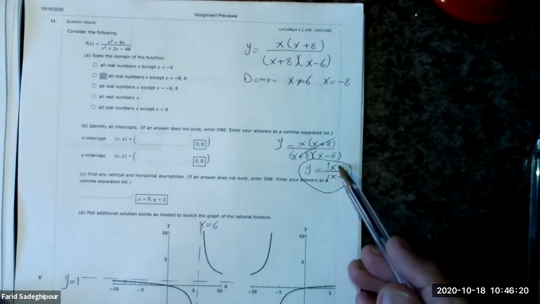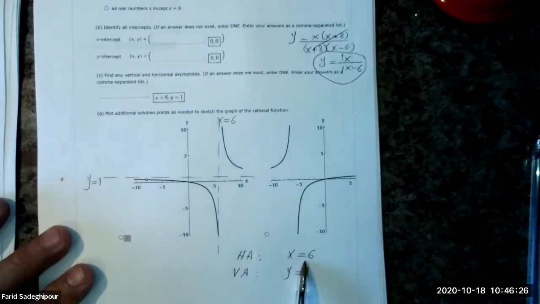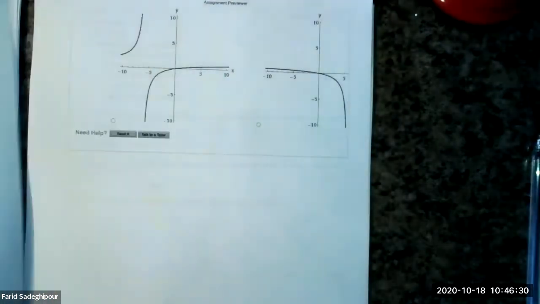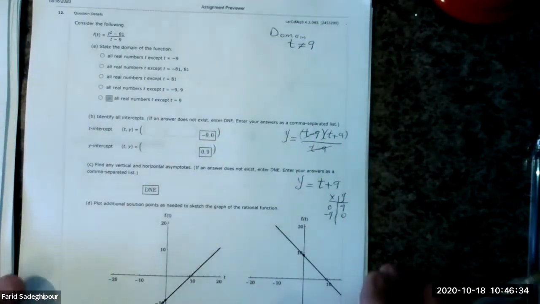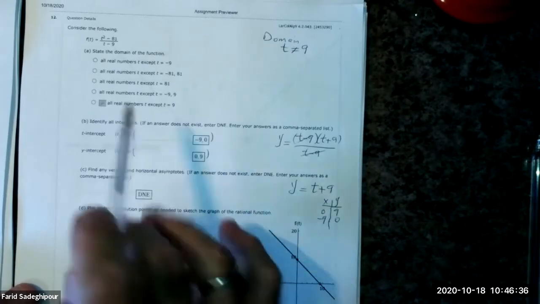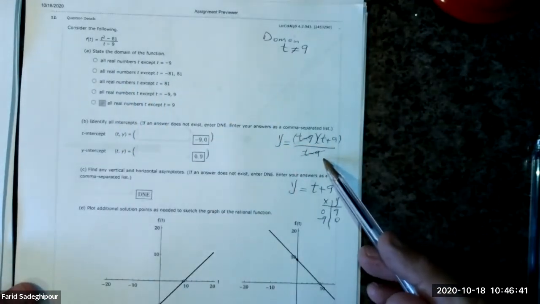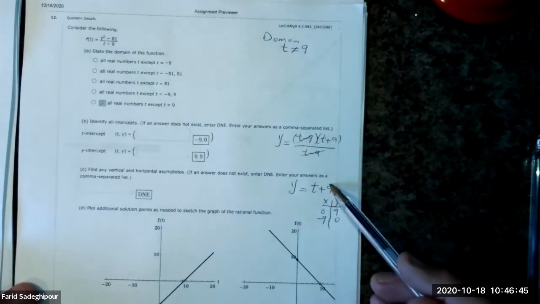And in this case, power of x is 1 and 1, so y equal 1 is your other asymptote, which I showed here. Horizontal asymptote is 6, vertical asymptote is 1. Very similar. Denominator is that. Then when it comes to finding x and y intercept, simplify and just look at this.